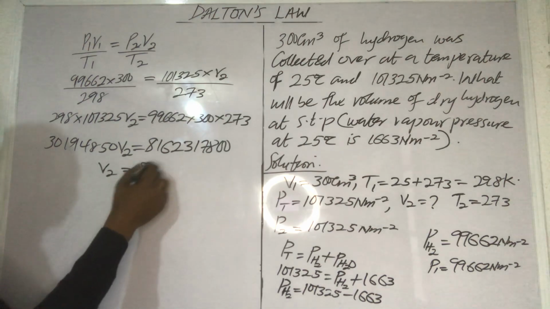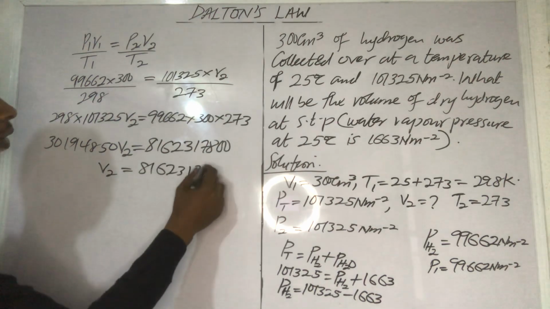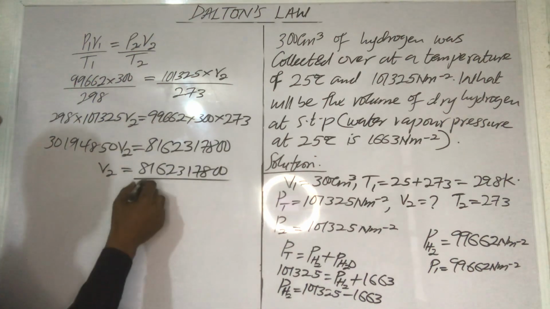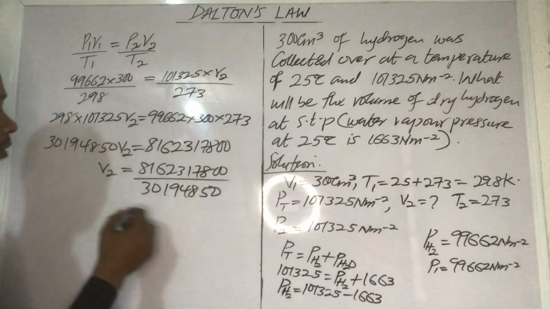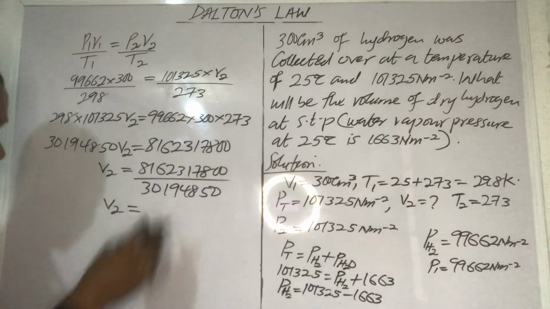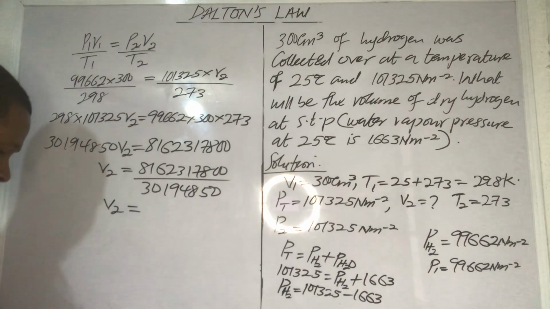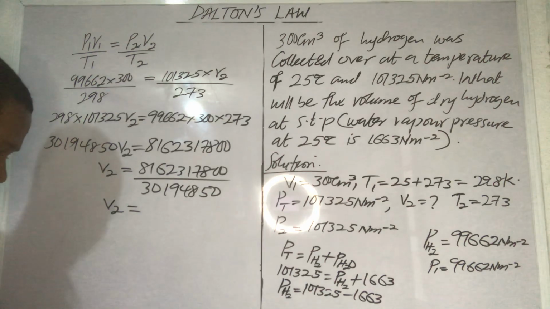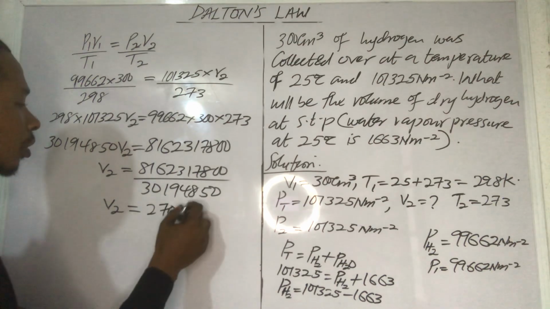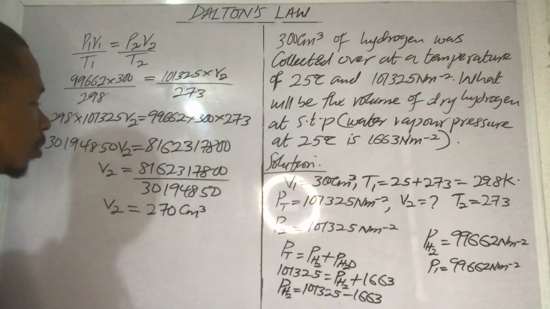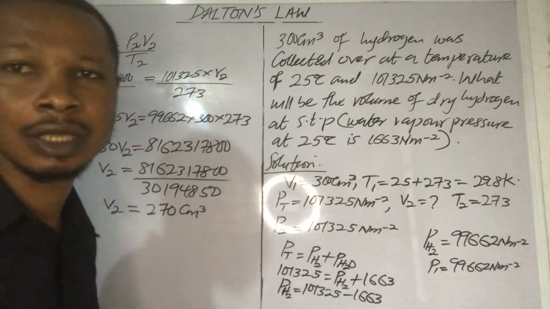So my V2 is equal to 8162317800 divided by 30194850. Then my V2 should be equal to this divided by this now. We have 30194850, and that will give me 270 centimeter cube. So my V2 is 270 centimeter cube.